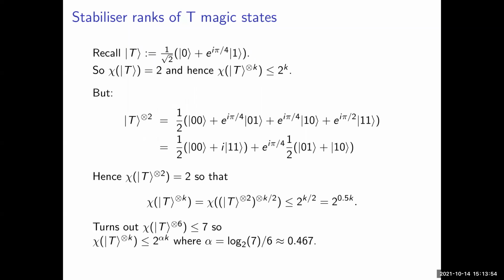It turns out that there's even better decompositions. If you have 6 T magic states, there's a decomposition of this into 7 terms. So if you calculate it, it turns out that if you have a large k, then the number of terms needed is smaller than 2 to the alpha k, where alpha is a certain constant, namely 0.467. So this is a bit better than the 0.5 that you get here. Right? So you can decompose 6 into 7. It's better than 2 into 2, because 2 into 2 would give you 6 into 8, which is worse than 6 into 7. So this is a slightly better exponential constant you get.